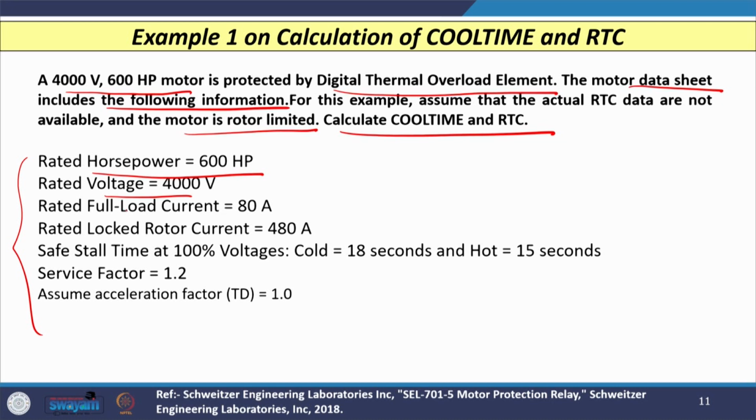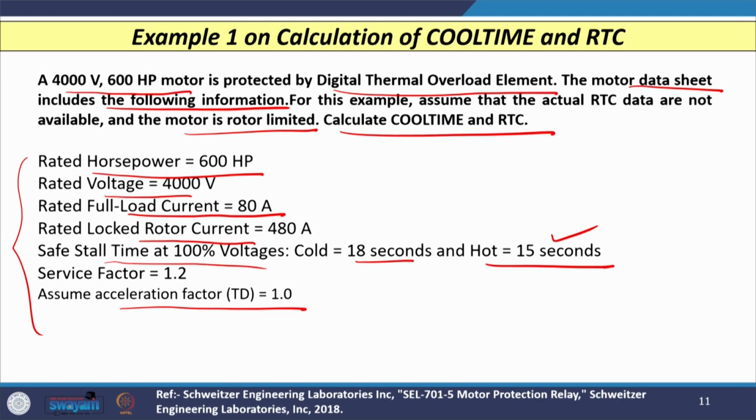Full load current of the motor is also available, that is 80 ampere. Rated lock rotor current is also available, 480 ampere, and safe stalling time at 100% of the voltage. In cold condition it is 18 seconds and in hot condition it is 15 seconds. So, we will use the hot condition value for calculation. Service factor is also given as 1.2 and acceleration factor we are assuming 1.0.